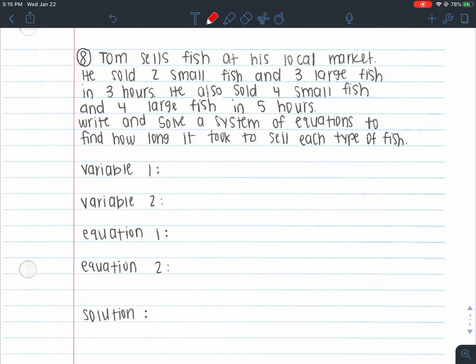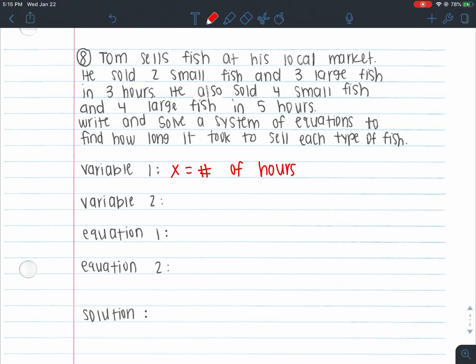Okay, so do we know how many fish he sold? Yeah, so the variables are not going to be the number of fish, right? We know the number of fish. So what are we going to make x? Well, the very last sentence tells us what we're looking for. It says to write and solve to find how long it took him. Well, if we're looking for how long, we're thinking about time. So since this is already talking about hours, we're going to call it the number of hours.